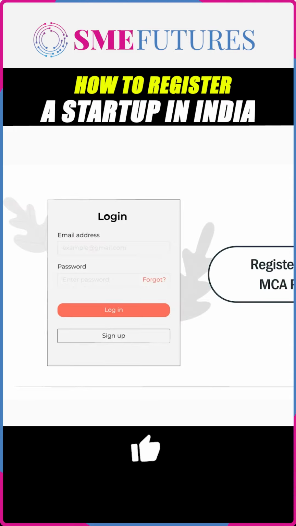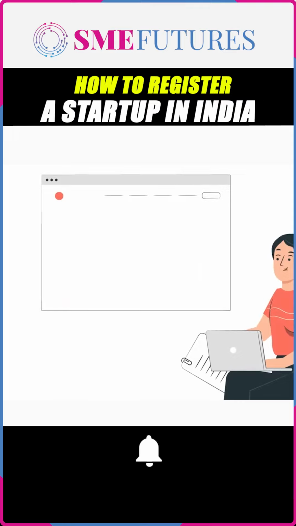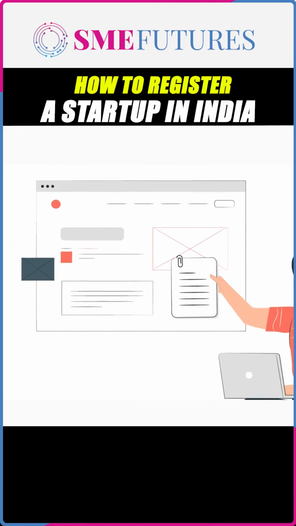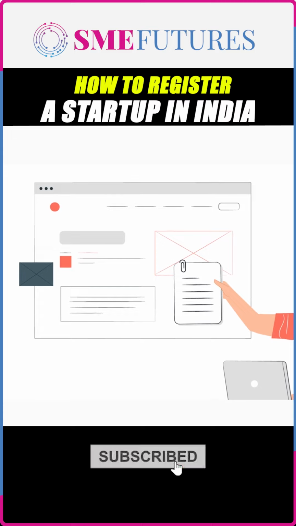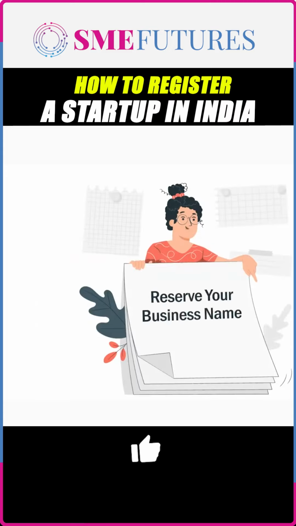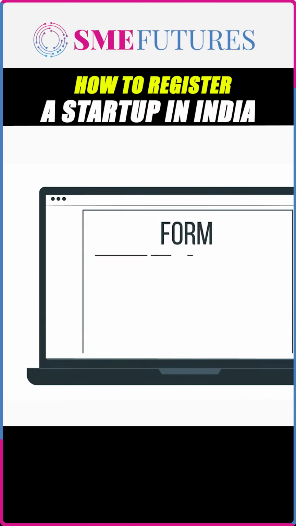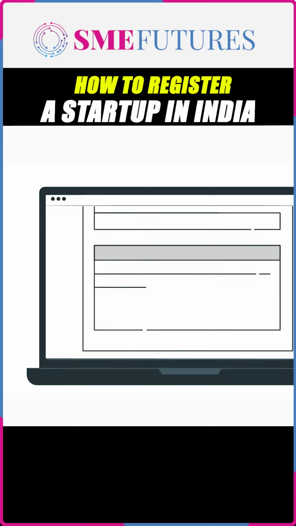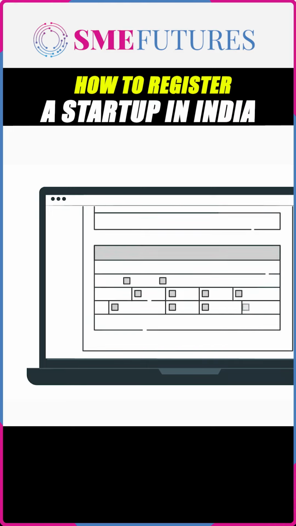Step 5. Register on the MCA portal. Now, register on the MCA portal. This is where you will submit your business registration application and other documents. Create an account by providing your basic details. Step 6. Reserve your business name. Use the Reserve Unique Name service on the MCA portal to reserve your business name. Ensure the name is unique and follows the naming guidelines provided by the MCA.